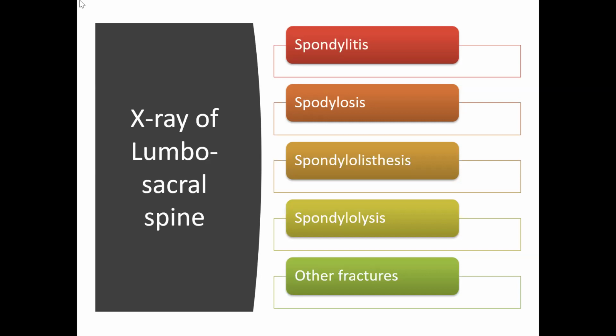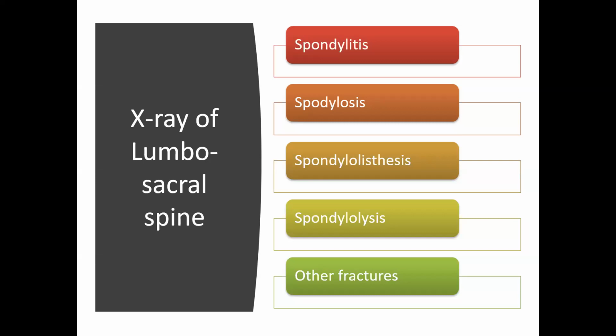Spondylolysis and spondylolisthesis many times can coexist. Spondylolysis means fracture of the pars interarticularis. We'll be showing you. That can also be diagnosed with the X-ray, and some other fractures as well, like fracture of the vertebral bodies. But to have a better idea, particularly the bony landmarks and the architecture of the bone are better understood by CT scan.